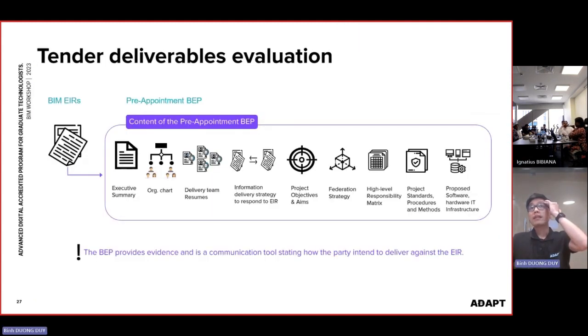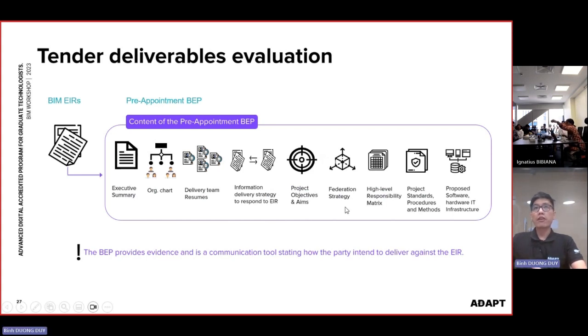I want to summarize this. From the EIR, we're going to develop the pre-appointment BEP. Inside the pre-appointment BEP, we have an executive summary. We have the BIM team, the whole team and their capability, by giving a resume of every person on the team. We also give some strategy on how we respond to the EIR with the project objectives or aims.